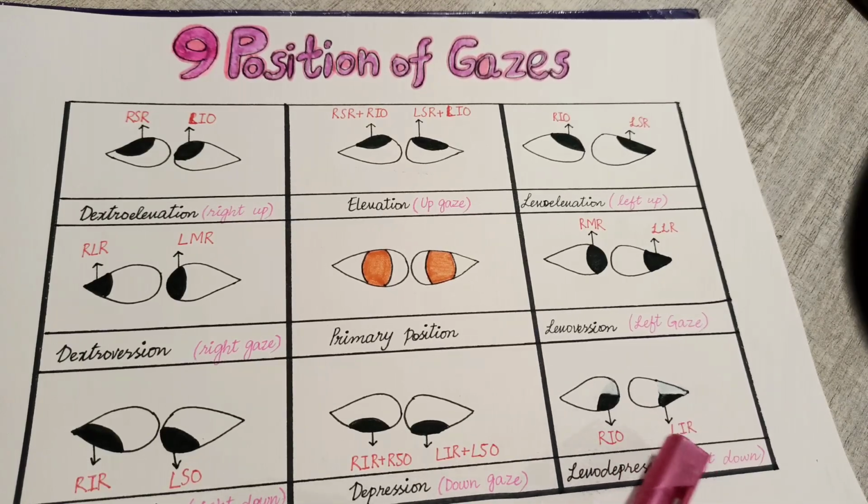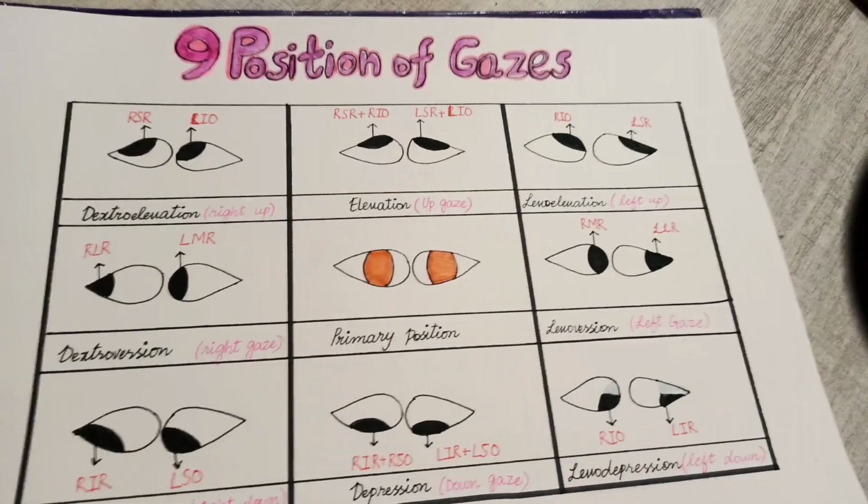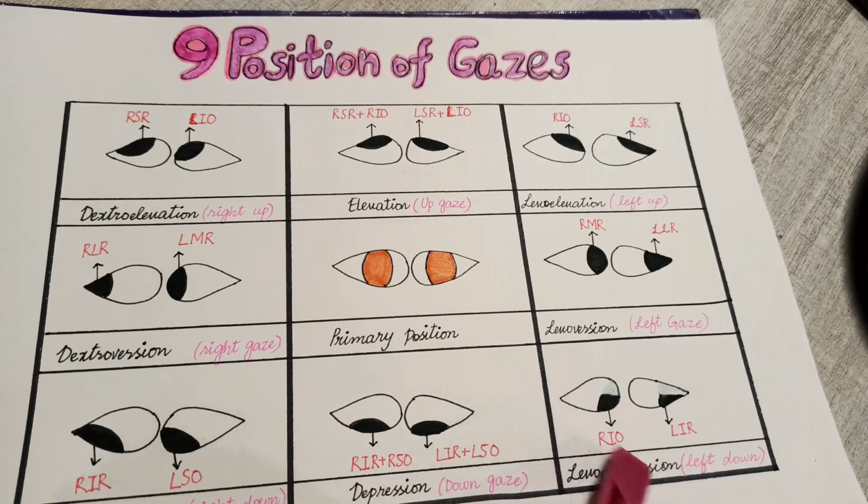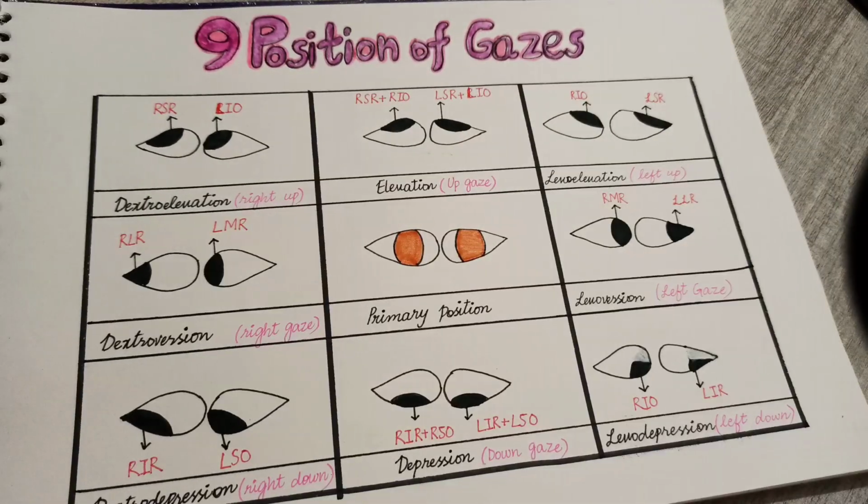As I have told you, this may clear it in a very fine way: in the case of levoversion, it's the same as I told you in the case of dextroversion. If it's the left gaze, then that left eye's rectus will be in action. On the other hand, the right eye's oblique will be in action. As we know, the oblique that moves the eye downward is the superior oblique. So in the case of levo depression, it will be the superior oblique.